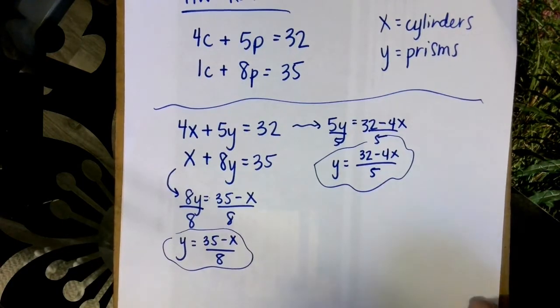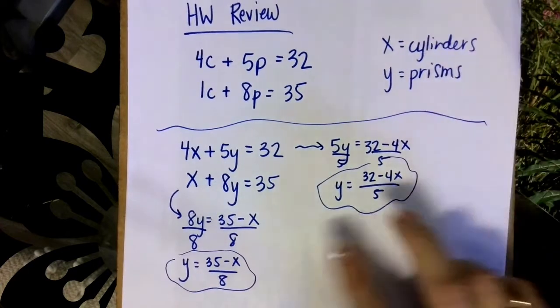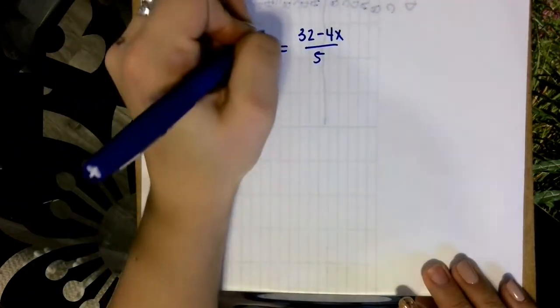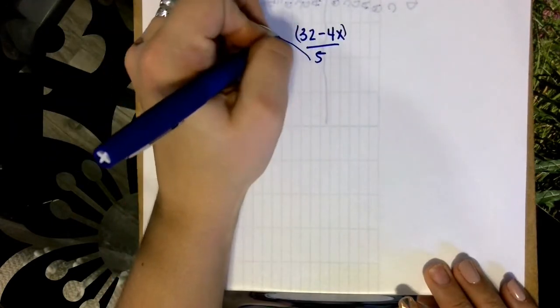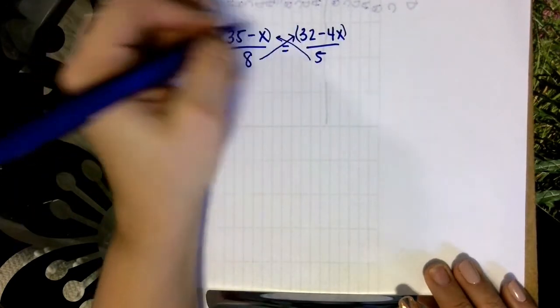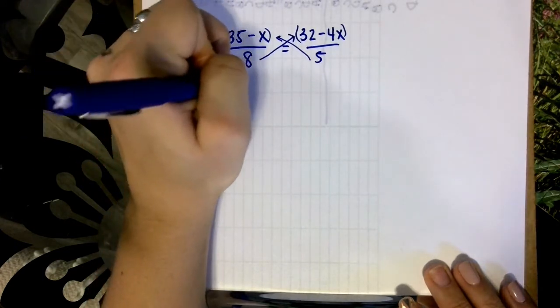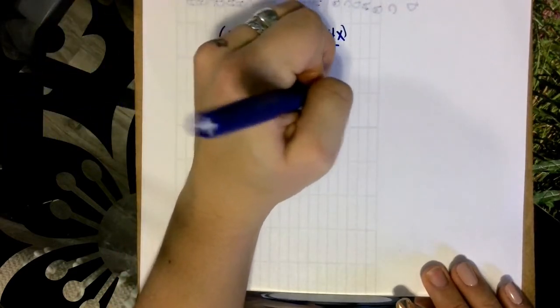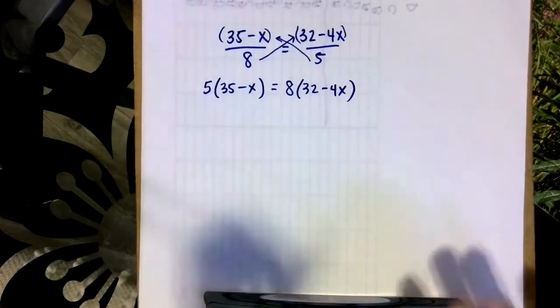Okay, and if you remember from our previous problems, we will set these equal to each other. So I'm going to do that on this sheet of paper here. So we'll have (35 minus x) over 8 equals (32 minus 4x) over 5. And then remember, at this point, I'll put these in parentheses. I can cross multiply. So I have 5 times (35 minus x) equals 8 times (32 minus 4x).